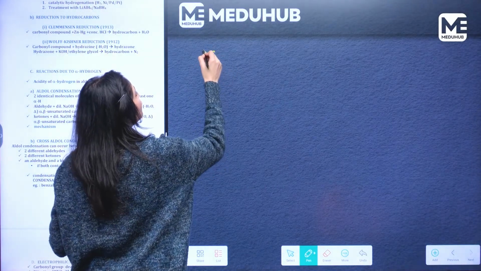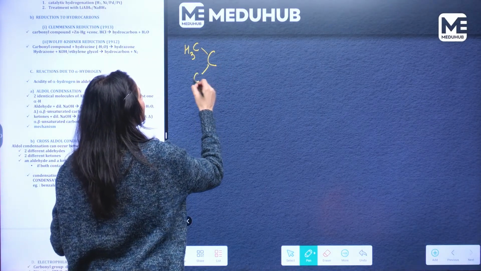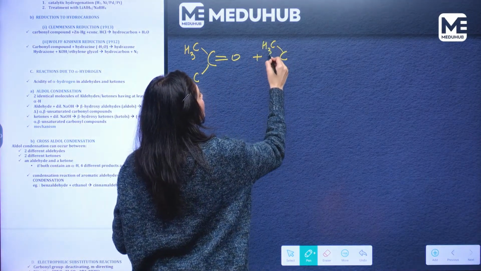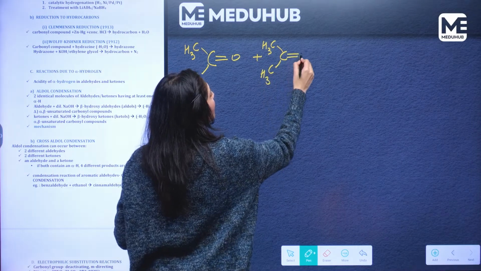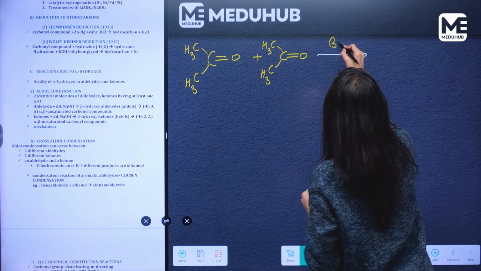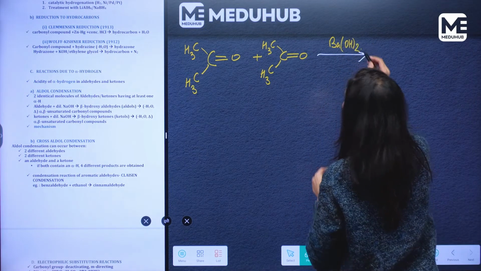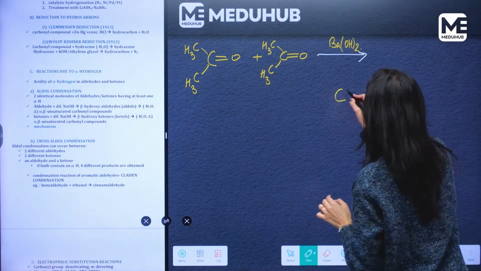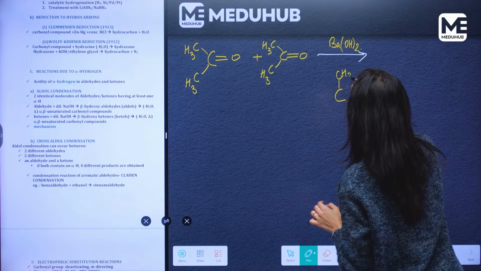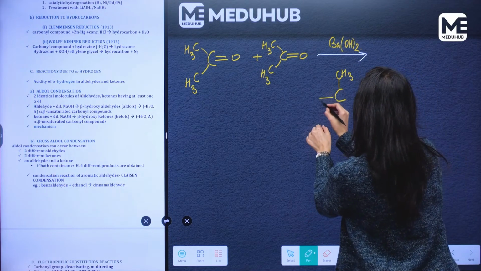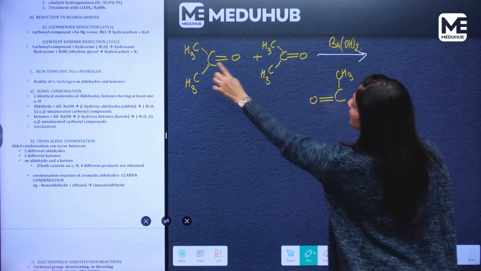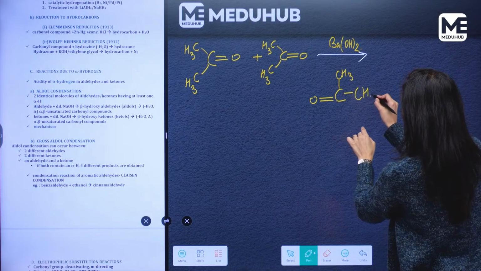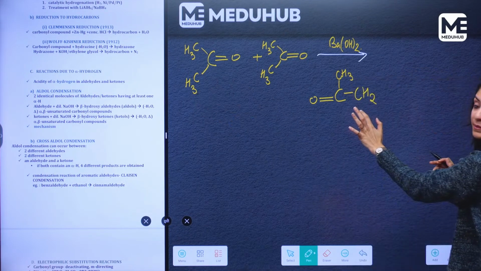So let's say we have two molecules of propanone condensing together. In the presence of a base like barium hydroxide, one molecule will form the carbanion. Let me write it here. This carbon is the carbonyl carbon. This CH3 group is as it is. The other CH3 group loses a hydrogen. This one forms a carbanion here.